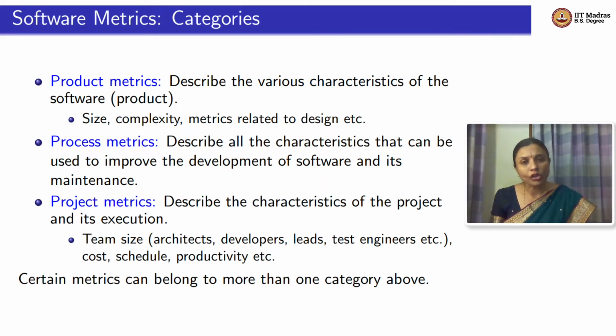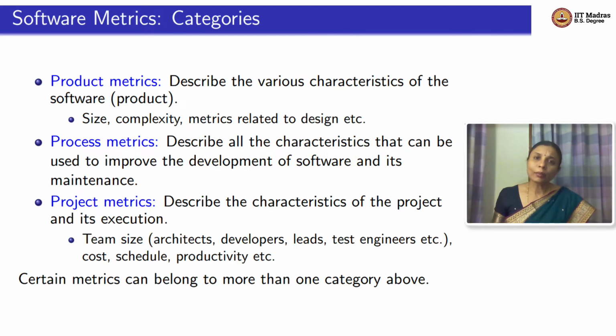The third one is project metrics, which describe the characteristics of the project and its execution. A project is obviously developed by software development teams, so we talk about the team size, the kind of people in the team, the expertise available in the team: systems engineers who are architects, designers, coders, developers, team leads, project managers, test engineers, and the cost of the final development of the entire software, the schedule, how many months, man months, and what the productivity is going to be. Those are project metrics.